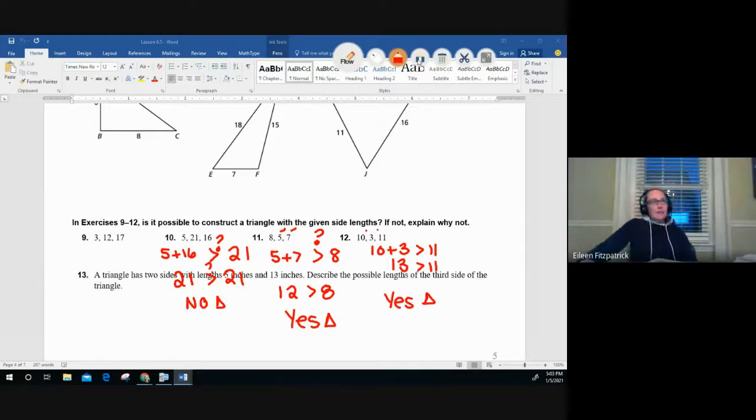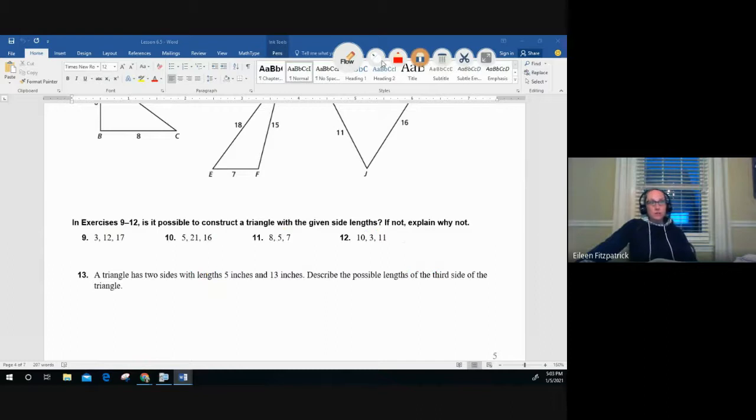All right, the last problem for tonight or today, whatever time you're watching this video, it's nighttime for me. It says a triangle has two side lengths of 5 and 13. Describe the possible lengths of the third side. Again, I'm not just looking for one example, because yes, you could do some guess and check. I want all of the possibilities. So I want you to write it as an inequality. All right, so this is where you're going to find the difference.